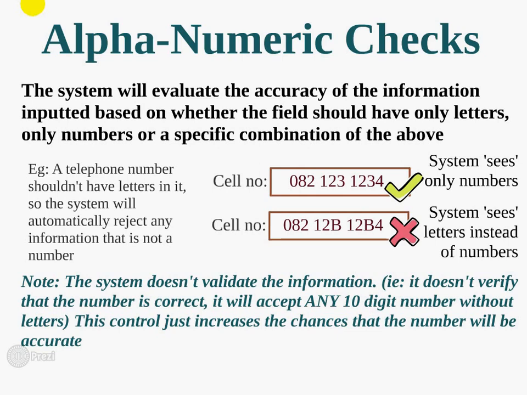It doesn't verify that the telephone number is correct. It will accept any 10-digit number that doesn't have any letters in there. The control just increases the chances that the number will be accurate. So understand that when we do these alphanumeric checks, field size checks, etc., an alphanumeric check doesn't prove that the information is right. It just means that it's not wrong in that particular way, if that makes any sense.